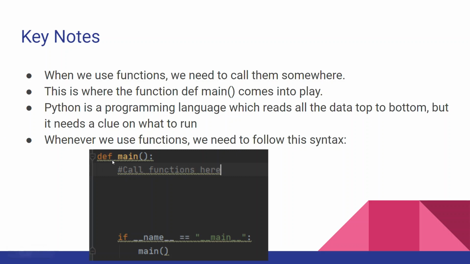This is where the function def main comes. Of course, you can have any other names, but in this case, we prefer having it as def main. So Python is a programming language which reads all the data from top to bottom, but it needs a clue on what to run. This clue is given based on this conditional statement, which is if underscore name underscore, and so on, and then if it meets that condition, it'll call the main function. As you can see, we use the name main and then parentheses.